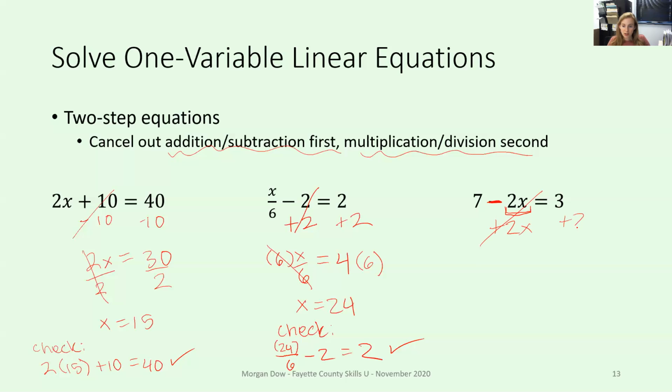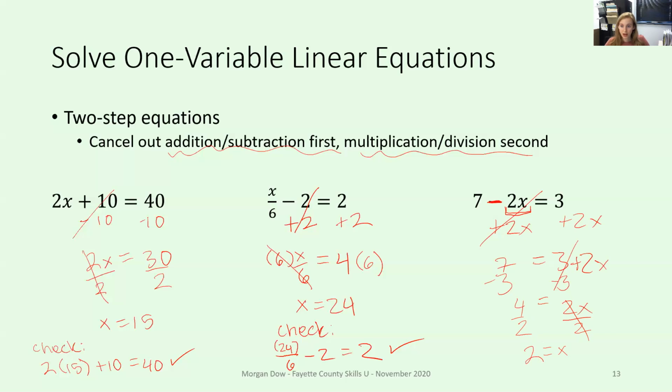And then we would do the same thing over here. So now we have 7 equals 3 plus 2x. Okay, so now that variable term is nice and positive. We can get rid of the 3. And then we can get rid of that 2. So 2 times x, cancel it out with division. And we're left with x equals 2.